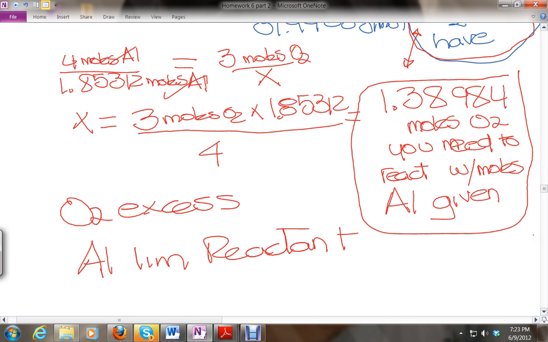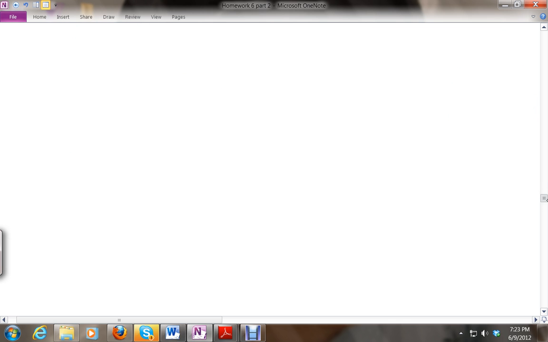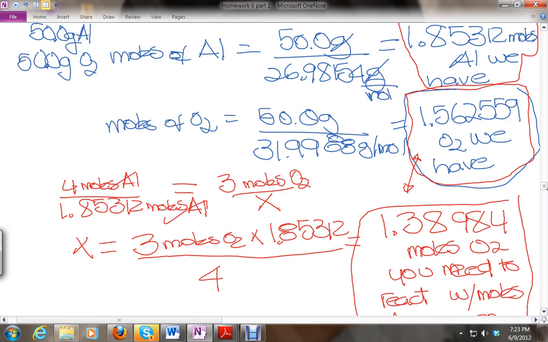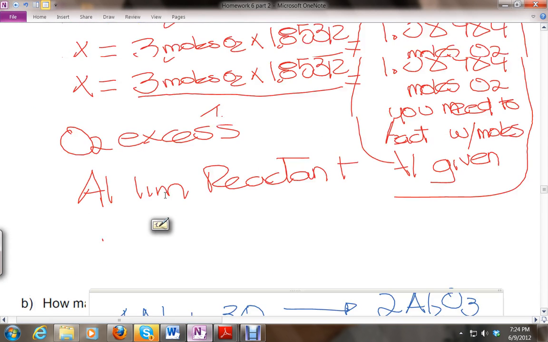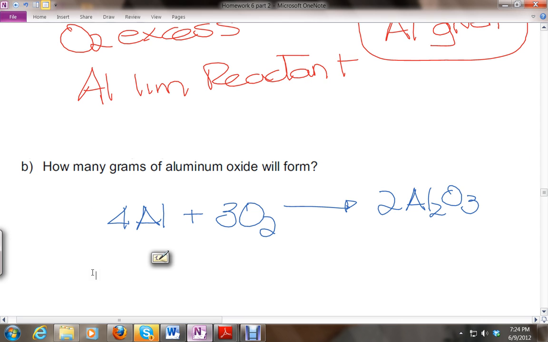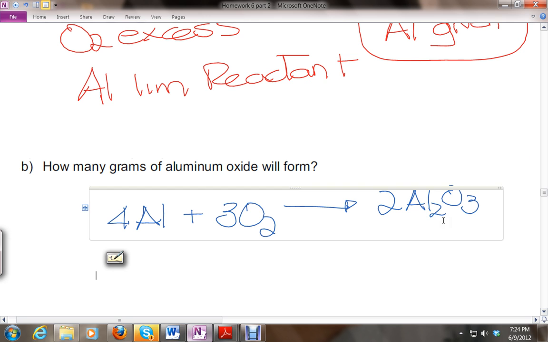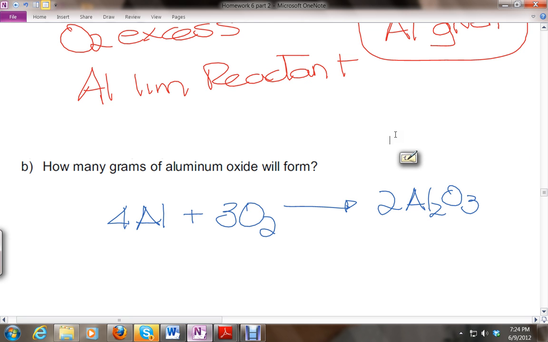Let's go with letter B. And letter B says, if I find it, how many grams of aluminum oxide will form? First of all, I'm going to pause again so we don't waste time. Okay, the letter B, I have everything ready. How many grams of aluminum oxide will form? That's what we need to find out. That's the theoretical yield.